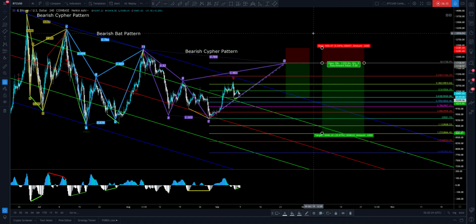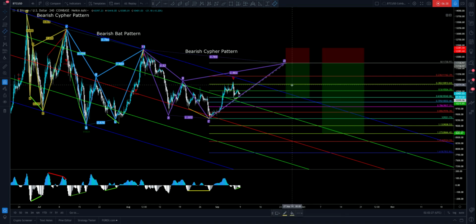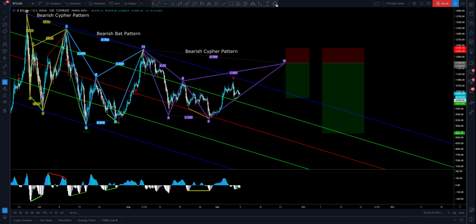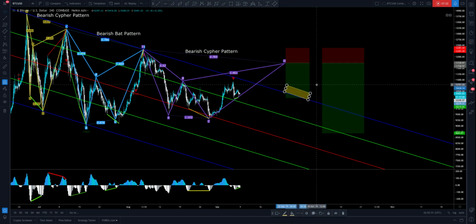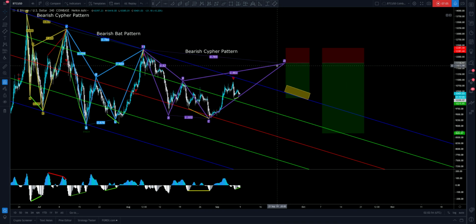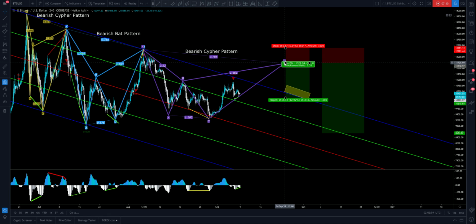Let me get this fib out of the way here, make it a little easier for you guys to see. But these profit-taking areas are not an exact dollar figure. It's more of a zone, a range. Just like the D, this is a pattern completion zone. We're not looking for 11,738 to the dollar here.